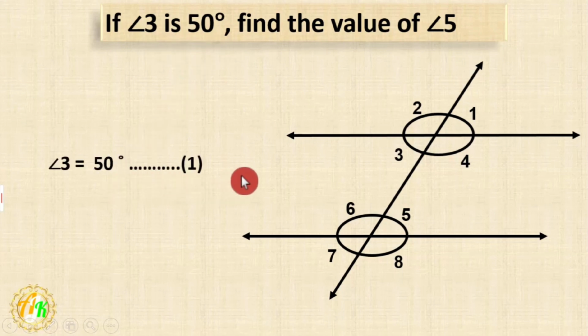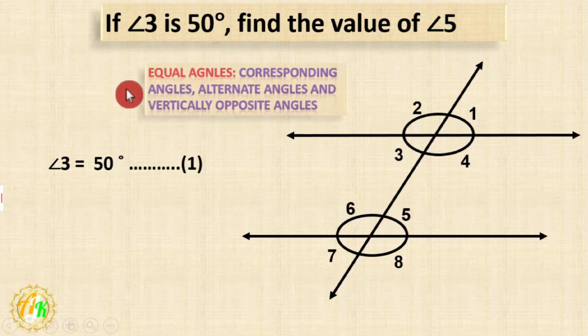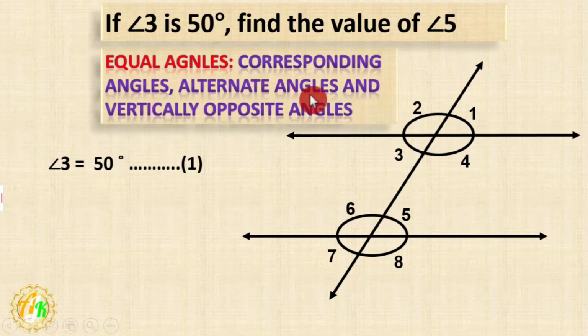Angle 3 is given, just write it down. Angle 3 equal to 50 degree, we have to find the value of angle 5. It is clear that these two angles are alternate angles as they lie on the Z shape, on opposite sides of the transversal line. Equal angles, corresponding angles, alternate angles and vertically opposite angles. These angles are equal, and here angle 5 and angle 3 are alternate angles.